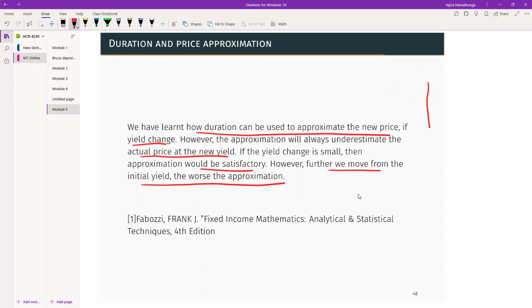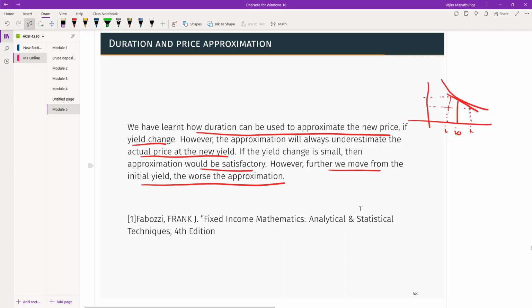The reason, if you look at this, it's going to look like what? So here is the price at i naught. We are really using this tangent line. So when I go to some rate i, my approximation would be somewhere here. When I go to the new i on this side, my approximation would be somewhere here. So it's always going to underestimate the real price or real price change, if you want the difference.